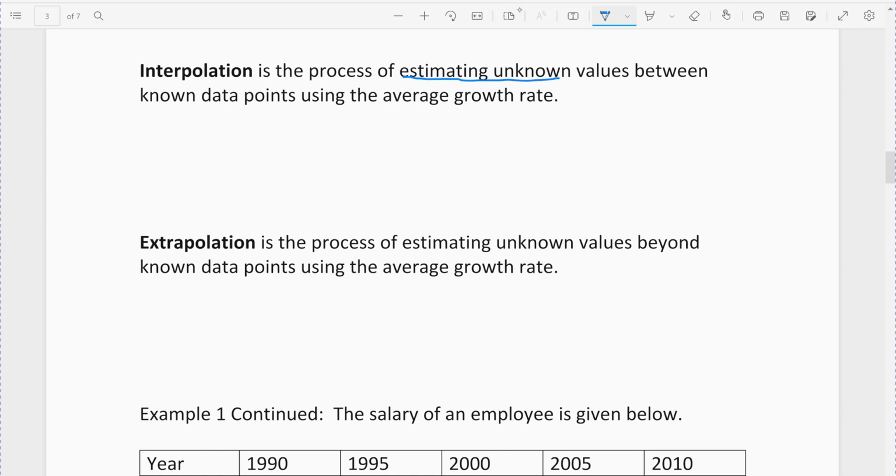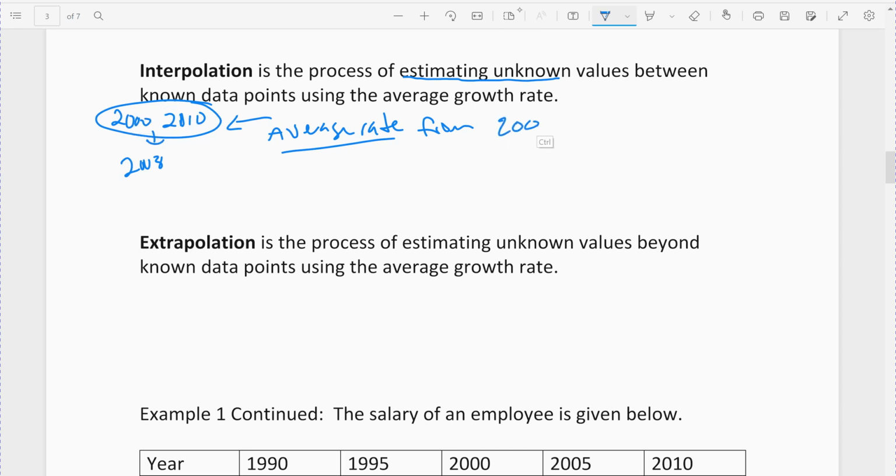So suppose that, again, I know from 2000 to 2010, but I want to know about 2008. And so what we do is we take the average rate of change from between the two known values. So the two known values would be from 2000 to 2010. All right, we'd find that average rate of change, and then we'd use that to find the 2008.